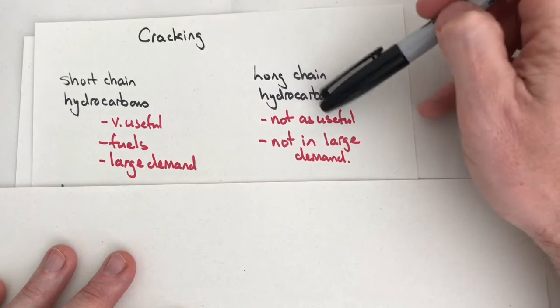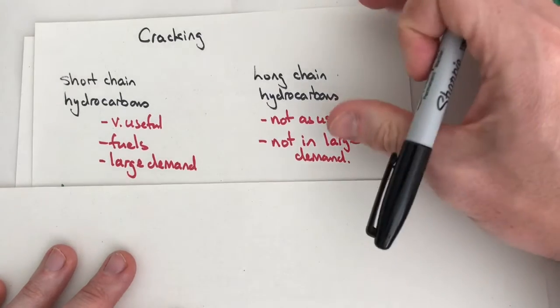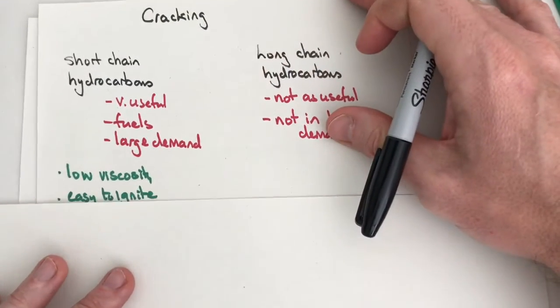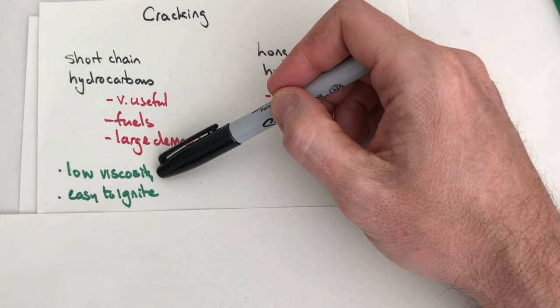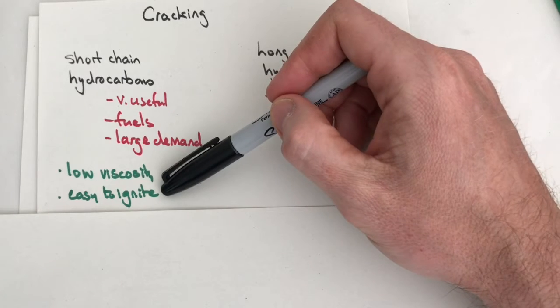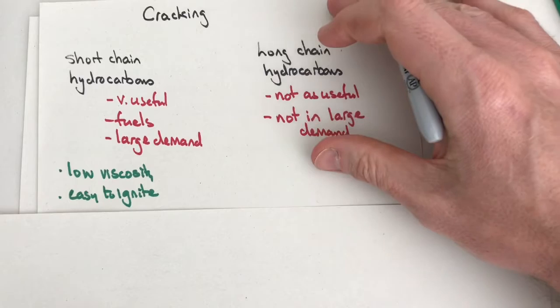Longer chain, not as useful, not a great demand because we can't use these as fuels, they don't burn as well. So the key difference between the demand of these is because these are better fuels, they have a low viscosity, that means they're very runny, therefore they can flow easily, and they're easy to ignite, which means we can burn them quite easily to release their energy.